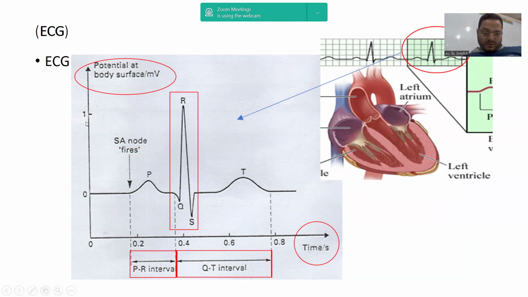Here from 0 to 1, I have P, Q, R, S, and T. We'll discuss all of these waves, and we have two intervals. Don't forget them: PR interval, QT interval. When some change happens in one of them, what does that mean? Actually, before going to interpret all of these, let me say some important information about your heart. In your heart, you have two atria and two ventricles.